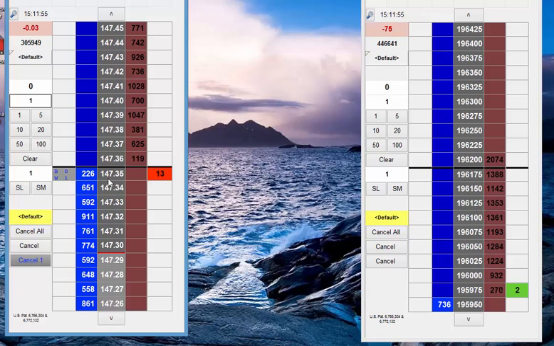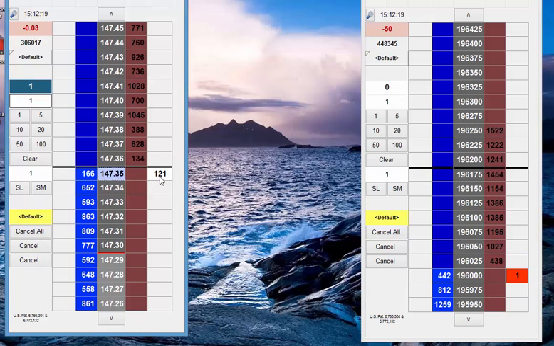So we can see 13 contracts just traded down. That'll move me 13 contracts closer to the front. Had some more contracts trade down. A total of 26 contracts now. Now 40 in total have traded down. And there, we're filled. So we're long the price, i.e. we have bought 147.35.